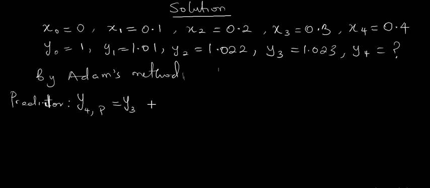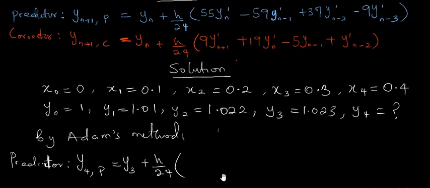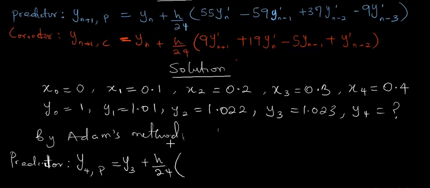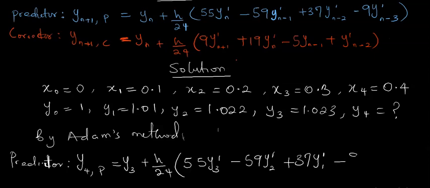y3 plus h over 24. We're just substituting n into this blue predictor scheme. Okay, so we're going to have 55 y3 prime, minus 59 y2 prime, plus 37 y1 prime, and lastly minus 9 y0 prime.